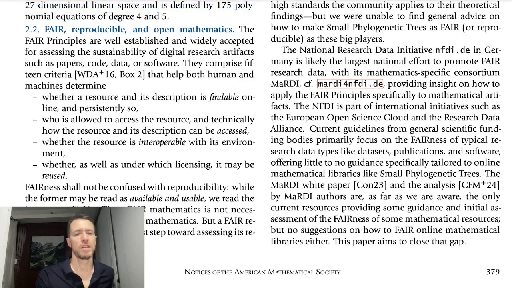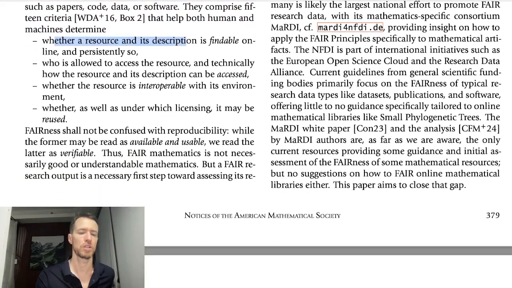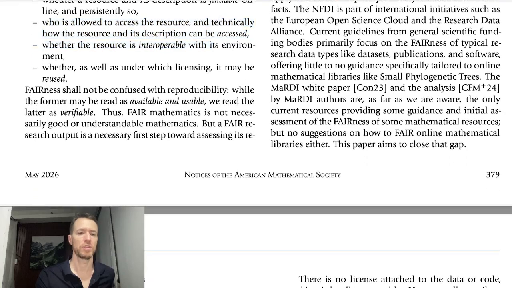Anyway, Section 2.2. FAIR, reproducible and open mathematics. The FAIR principles are well established and widely accepted for assessing the sustainability of digital research artifacts such as papers, code, data, or software. They comprise 15 criteria that help both human and machines determine whether a resource and its description is findable online and persistently so, who is allowed to access the resource, and technically how the resource and its description can be accessed, whether the resource is interoperable with its environment, as well as under which licensing it may be reused.